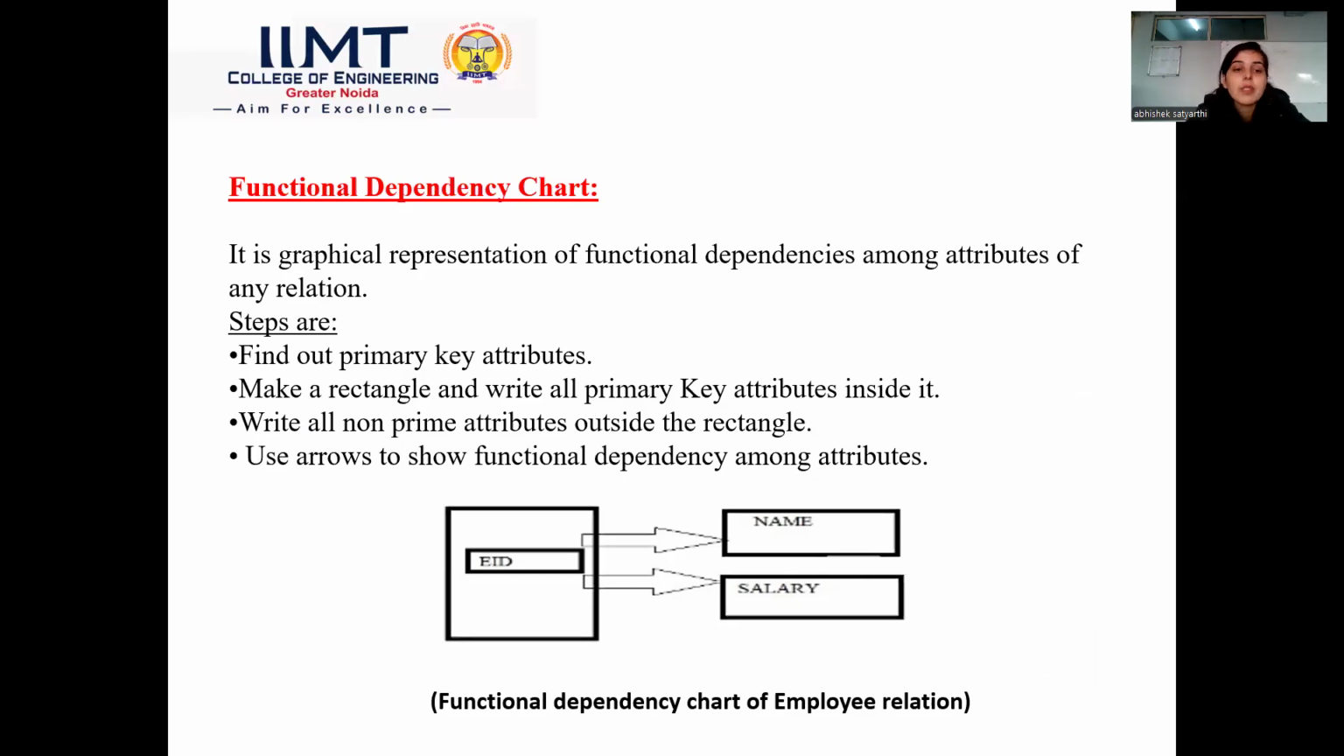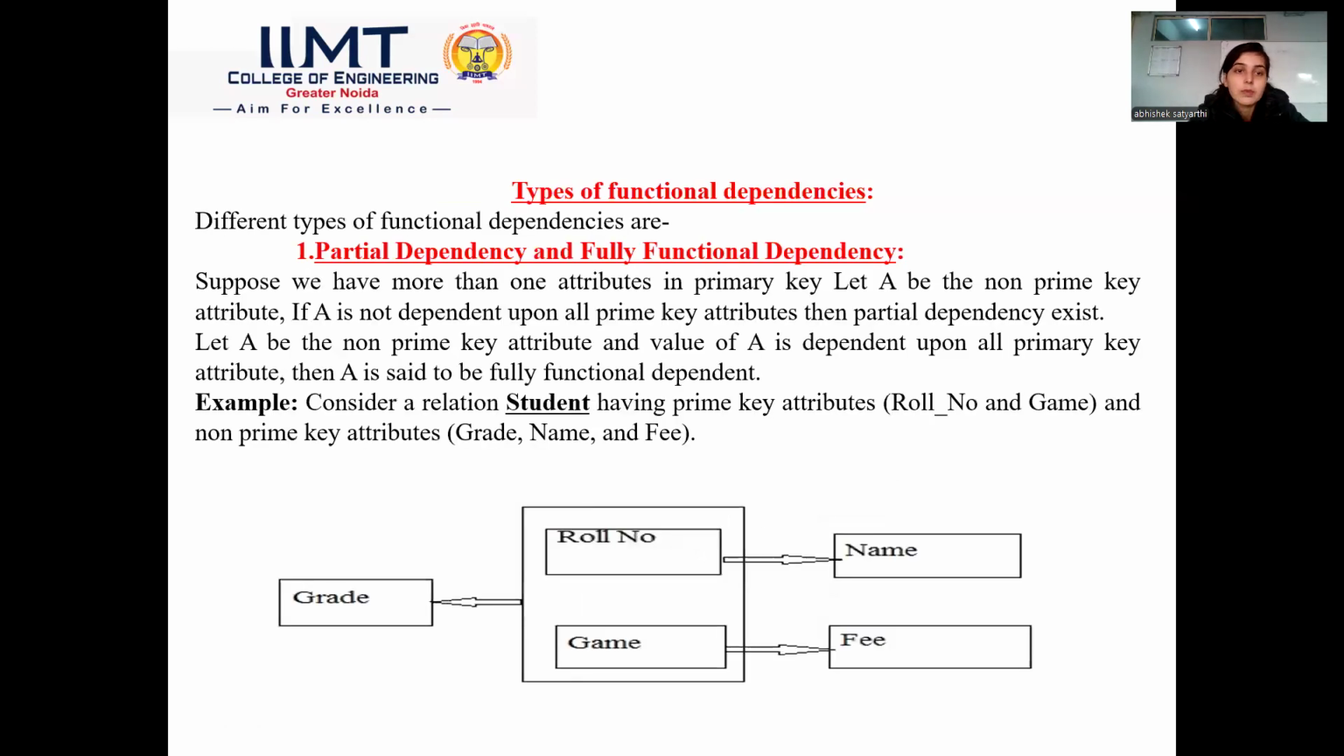So these are the steps. First, we have to find out the primary key attribute. In that case, the primary key attribute is EID, which is present inside the big rectangle. After finding the primary key, we put it inside that rectangle. Then all the non-prime attributes are outside that rectangle, which here are name and salary. And then we use an arrow from the primary key to the non-prime attribute to derive the functional dependency. So this is the functional dependency chart of a table, or we can say the relation employee.